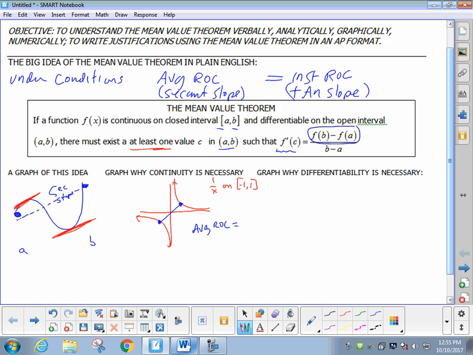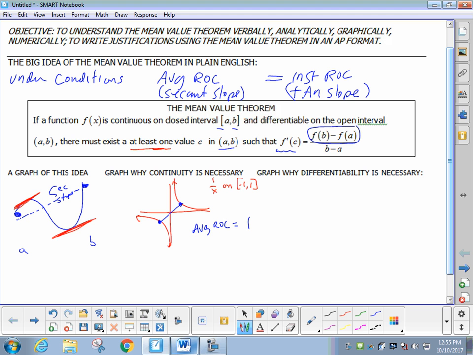What? You are really killing me. You're trying to kill me right now. What is the average rate of change? The slope, please. 1. Thank you. Oh, you're just shy. The average rate of change is 1.